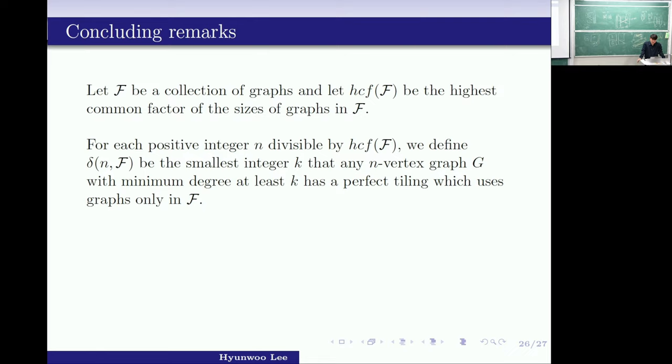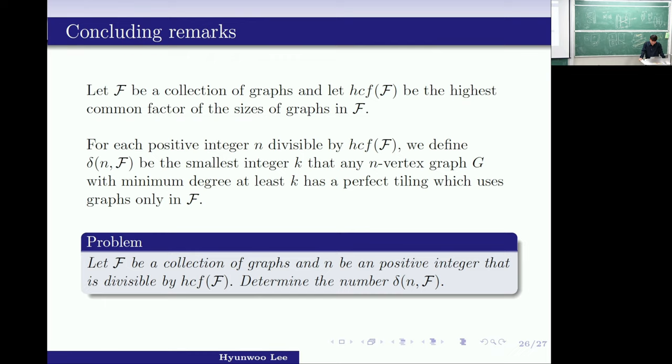So in this notation, I proved the asymptotically tight value for delta of n, comma subdivisions of H. So this is my problem: can we determine the number delta of n, comma F, for some good families? So this is one of my open problems, and that's it. Okay, well, thanks for listening.